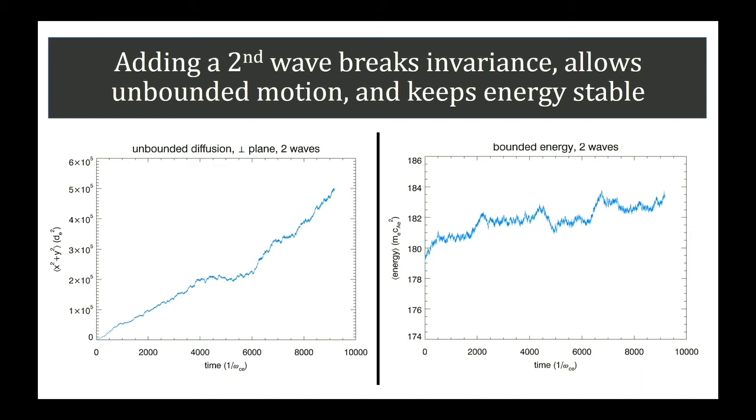But as soon as we add a second wave, again, the picture changes dramatically. This plot is of the average x squared plus y squared of the particle. That's basically the radial distance of the particles from where they started in the xy plane. And we see that instead of being bounded like before, they're streaming and diffusing unbounded in a linear fashion. Although they stream away from where they started, the particles actually don't gain energy very much over time. That's pretty interesting, something we'd like to investigate more.